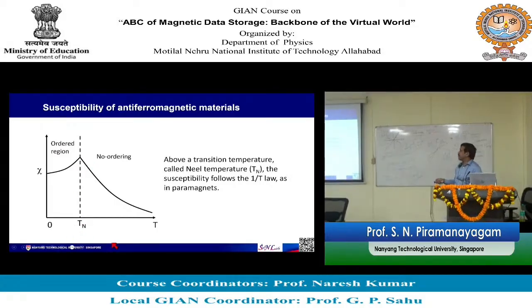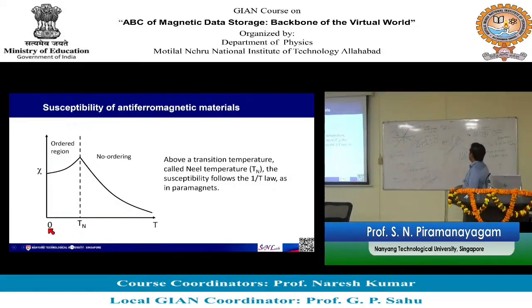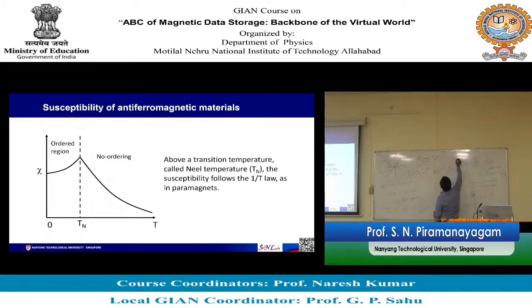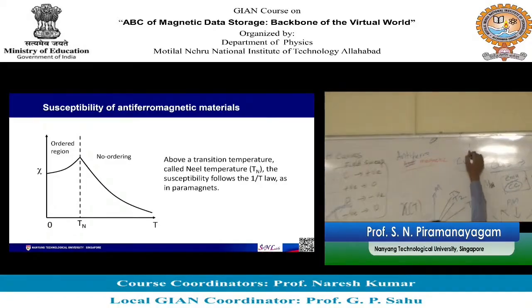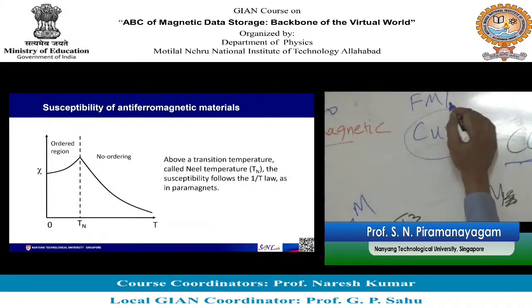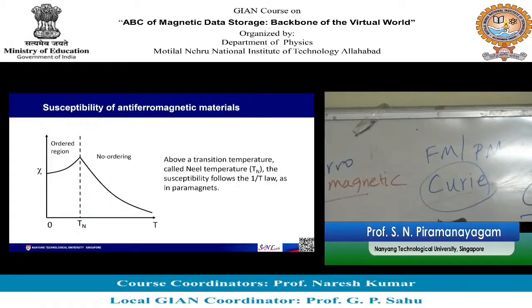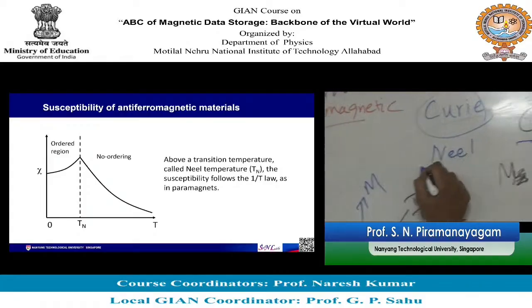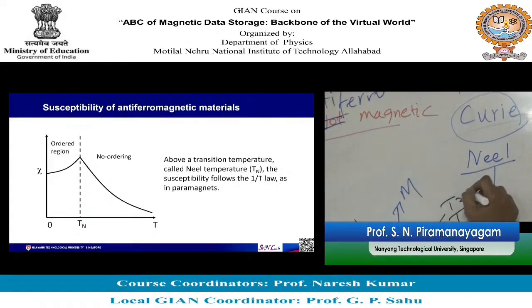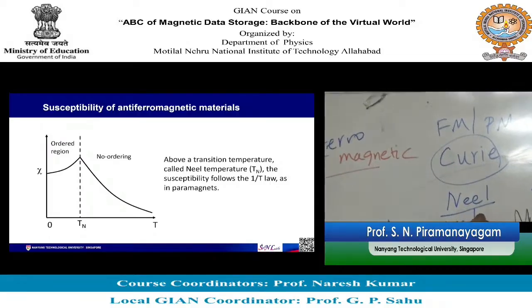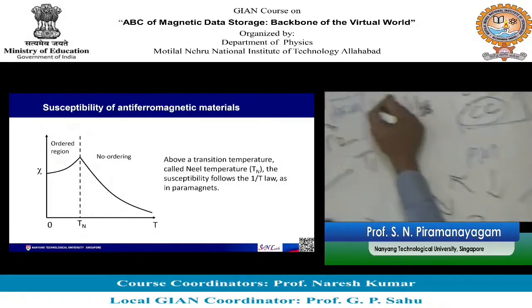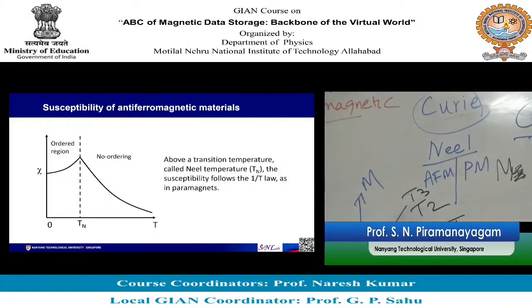So, in the case of ferromagnetic material, ferromagnetic materials exhibit Curie temperature. So, below Curie temperature they are ferromagnetic, and above Curie temperature they are paramagnetic. In a similar sense, antiferromagnetic materials have a Néel temperature. So, below this temperature they are antiferromagnetic, and above this temperature they are paramagnetic.